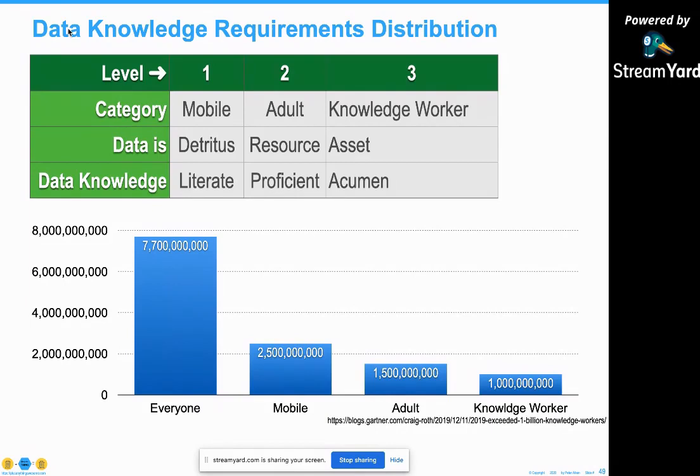Because if we just focus on you and I, Sanjeev, who already have very high data acumen, it's not going to help, because unfortunately you and I are just individuals. What we really need to do is address the vast majority of people out there, the 1 billion knowledge workers who interact with data every day and yet have very, very low data literacy rates.